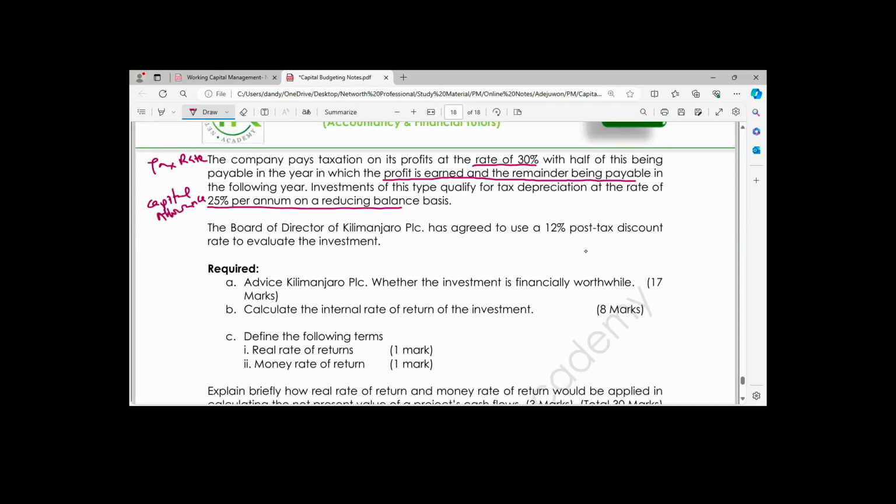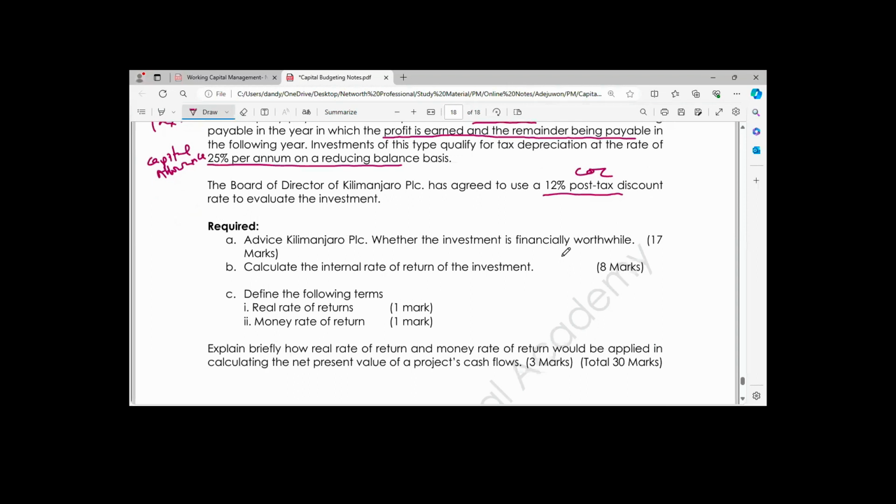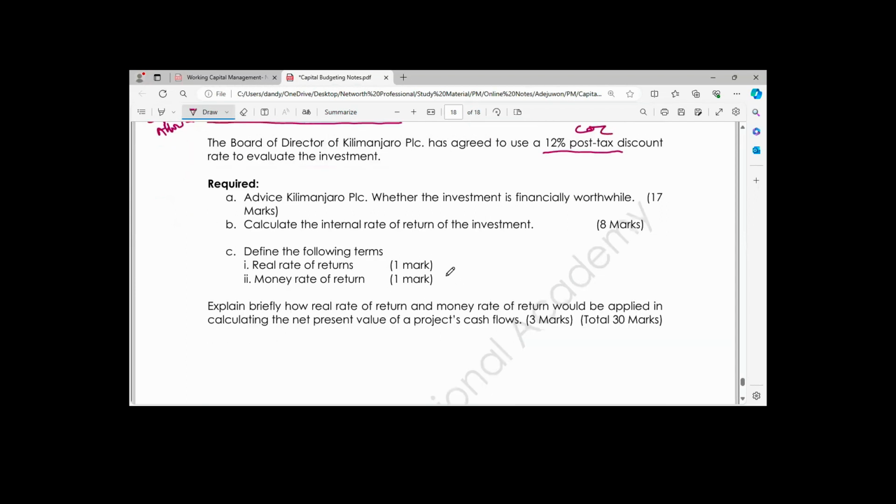Required: A. Advise Kilimanjaro PLC whether the investment is financially worthwhile. B. Calculate the internal rate of return of the investment. C. Define the following terms: real rate of return, money rate of return. Then explain briefly how real rate of return and money rate of return would be applied in calculating the net present value of a project's cash flow. Thank you very much, Sam. Yes, that is the question. In requirement number A, you are to advise Kilimanjaro PLC whether the investment is financially worthwhile.